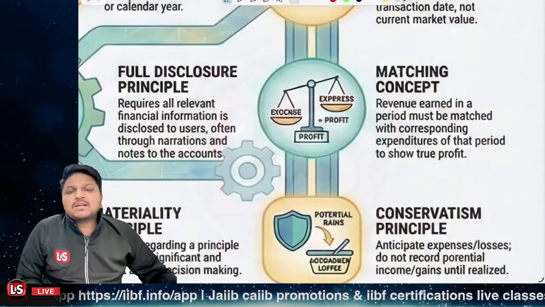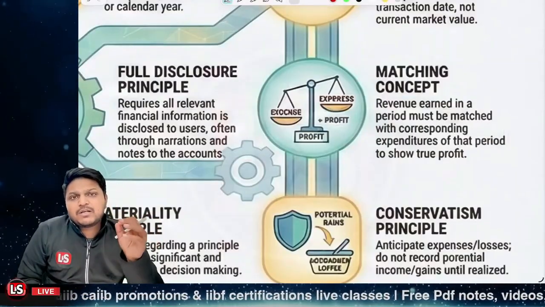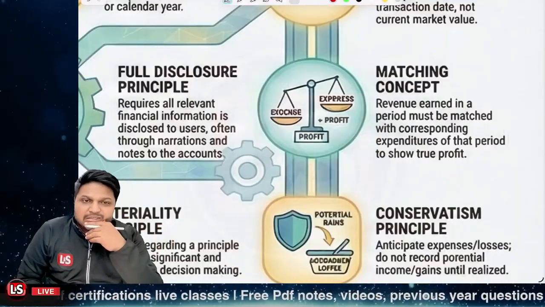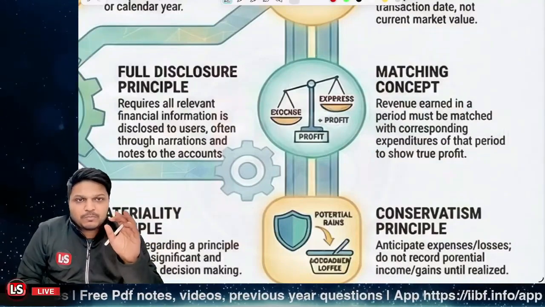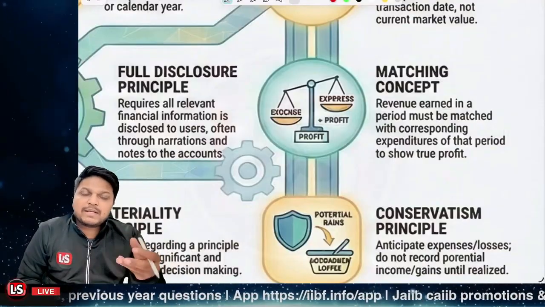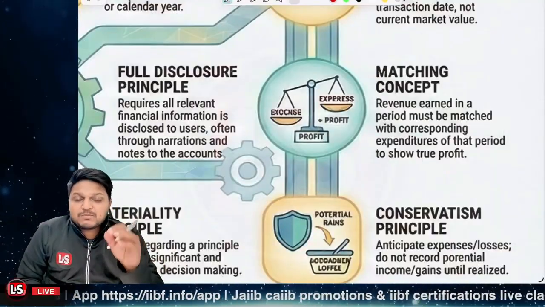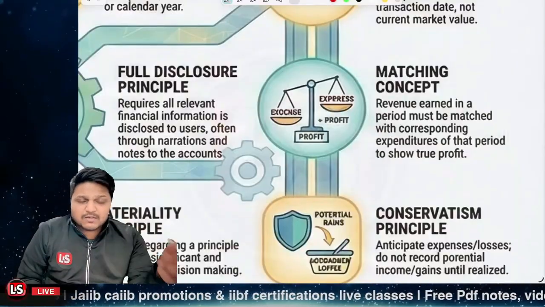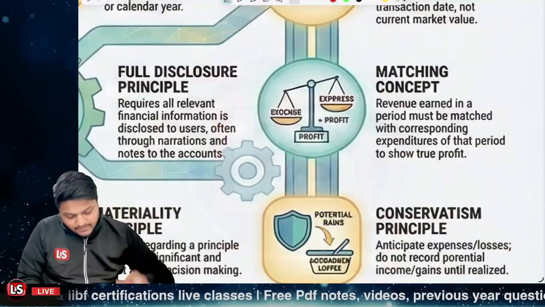Then it's related to the matching concept. Now, let's take the case that you have earned a revenue in December 2025. Then you should be presenting that revenue in that particular financial year only. Same way, if you have expended some amount, let's say in January or in the month of March, that amount must be showcased in that particular financial year's statements only, not in some other financial statements, so as to show a true profit picture. Is that clear?